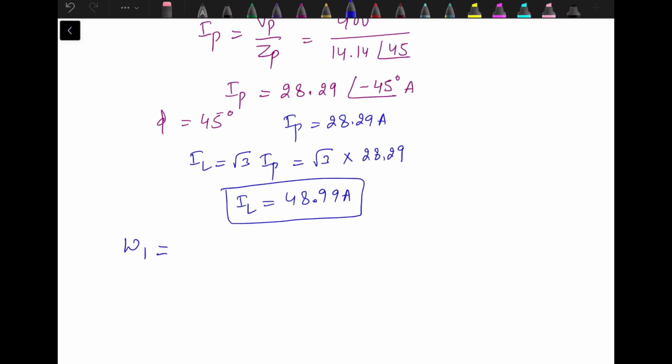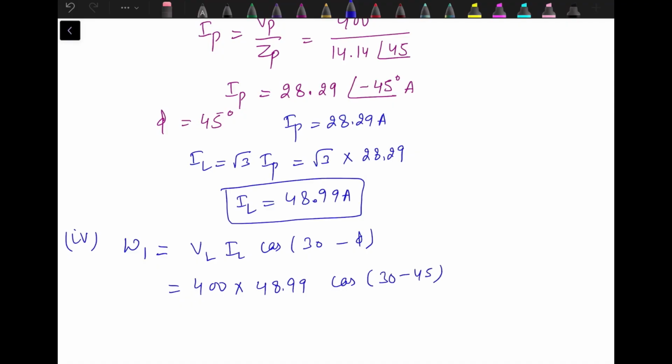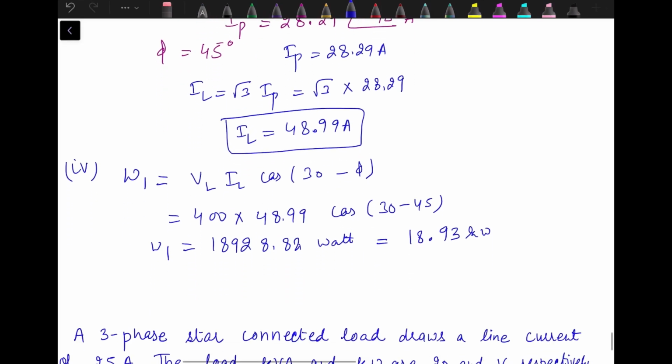Then we need to calculate the wattmeter readings. W1 = VL IL cos(30 minus 45). VL is 400, IL is 48.99, cos(30 minus 45). So this gives a value of W1 as 18928.8 watts, and it's better to write this as 18.93 kilowatt.